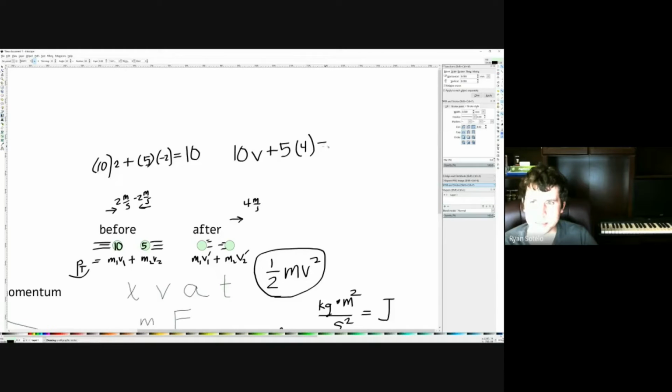And altogether, the system still has, because it's a conserved quantity, 10 units of momentum. Well, this is 10 times V. This is 20. So let's solve for V. I'm going to subtract 20 from both sides of the equation. And I get 10V is equal to minus 10. If I divide 10 on both sides, you'll see that V is minus 1.